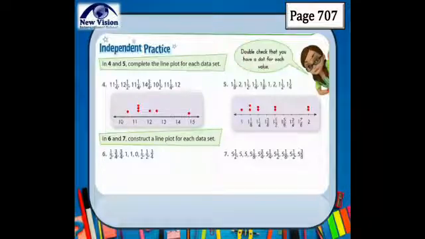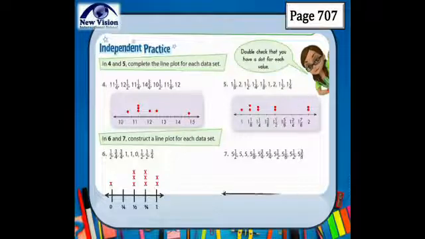In 6 and 7, construct a line plot for each dataset. So first, let's make a number line: 0, 1/4, 1/2, 3/4, and 1. So aside from putting dots, we can also use X. So in this case, we will use X. 1/2, 3/4, 3/4, 1, 1, 0, 1/2, 1/2, and 3/4.